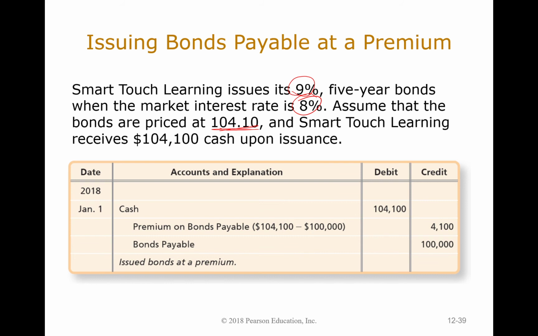Since we have $100,000 in bonds payable, then what we look at is multiplying the 104.10 by the amount 100, which would be how many hundreds we have in 100,000. So we see that Smart Touch Learning receives $104,100 cash, and a premium we credit, because we think of this as a form, in a sense, theoretically, of additional revenue.